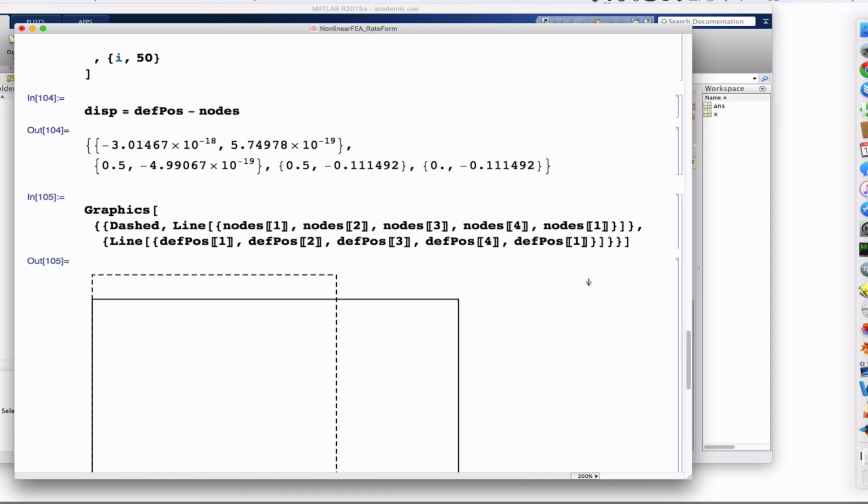I do want to finish this, and my colleague's waiting on me, so I'm going to.